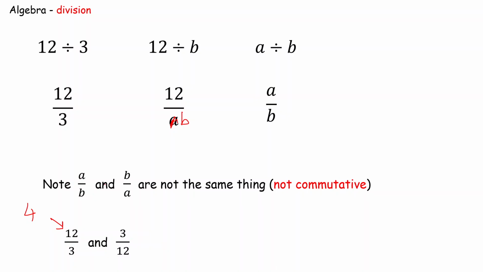If I switch the a to the bottom and the b to the top, which means the 12 now on the bottom, the 3 on the top, 3 divided by 12, this is equal to 0.25, or a quarter. It's the same thing as a quarter. And you can see that 4 is not the same thing. 4 is not equal to a quarter. Therefore, division in algebra, or just division, is not commutative. Okay, the order of which you do things does matter, which is not the same as multiplication. Okay, that's really, really important.